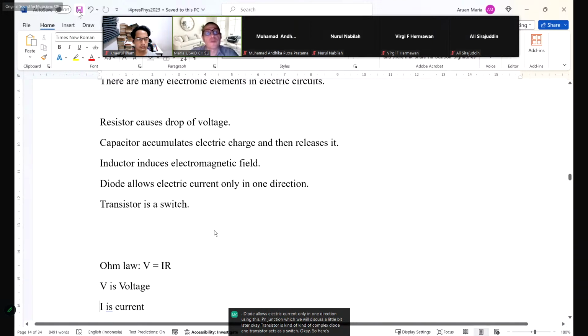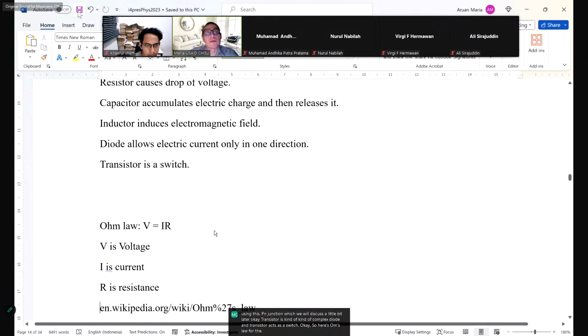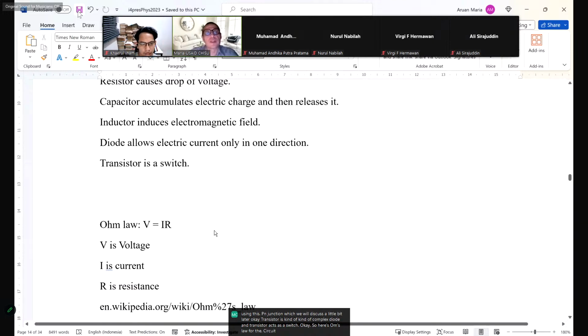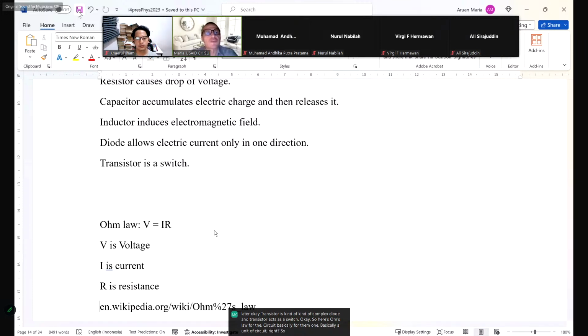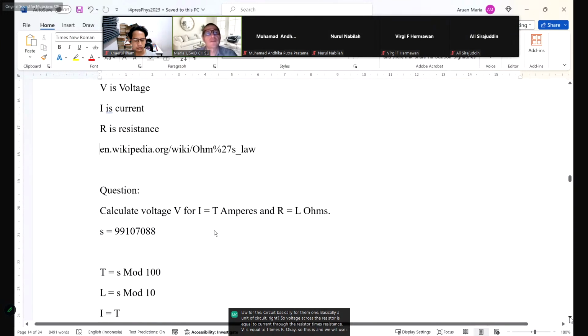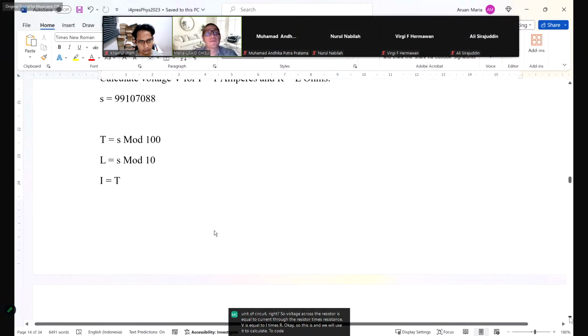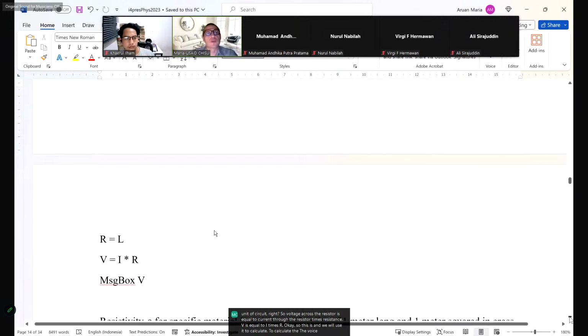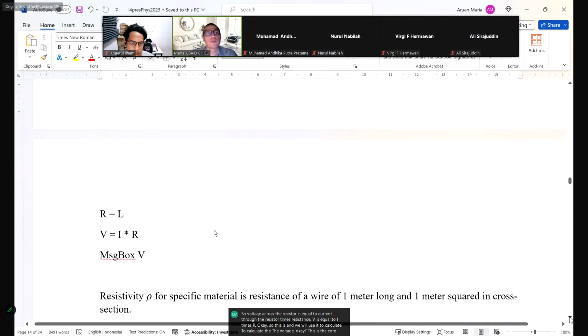So here's Ohm's law for the circuit, basically a unit of circuit. So voltage across the resistor is equal to current through the resistor times resistance. V is equal to I times R. So this is Ohm's law. And we will use it to calculate the voltage. This is the code, very simple.